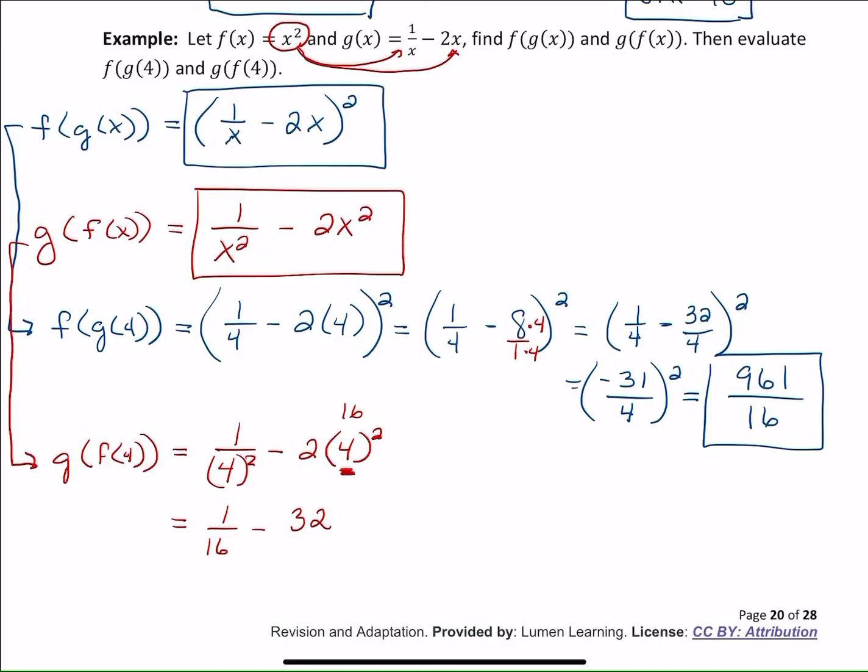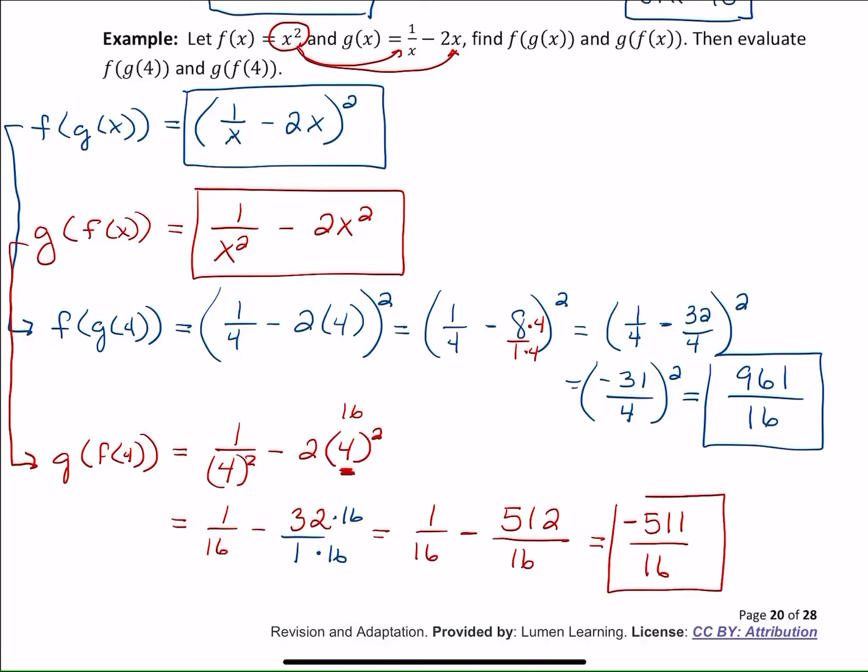And then again, you need to get a common denominator. So I'm going to have to multiply this top and bottom by 16 to get my common denominator, which will be 1 minus 16 minus 32 times 16 is 512, and then over 16. So once we have it all over 16, you can just subtract the top. So 1 minus 512 is negative 511. That's how you get f of g of 4 and g of f of 4.